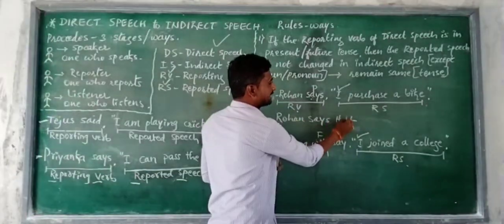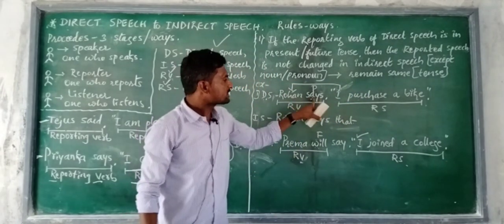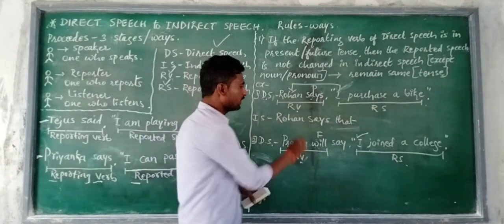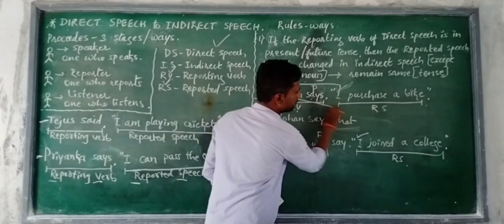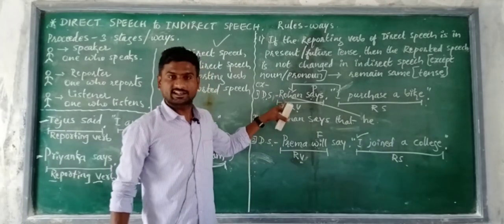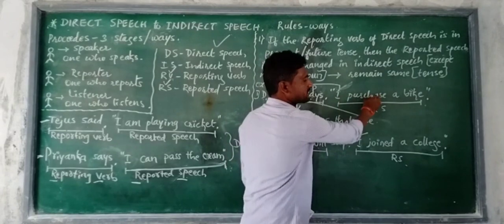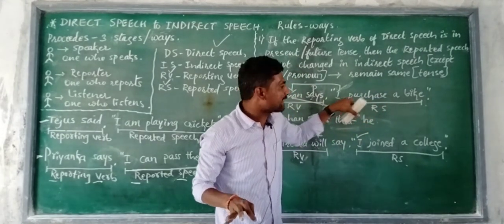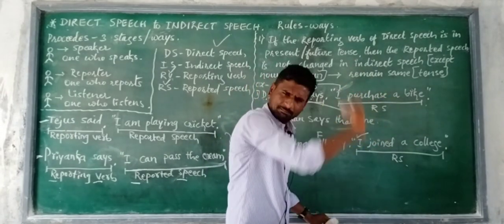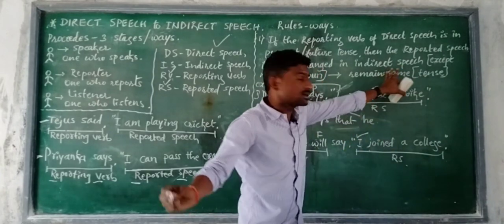Okay, Rohan says that. I means who here? Rohan says, I purchase a bike. Who said it? Rohan. Rohan says that, I means who here? Rohan. It turns as he. Rohan, it is the male, so he. Then I purchase. This sentence, I purchase, is made in simple present, so we are going to mention the simple present tense again here, because it remains the same. Which remains the same? The tense.